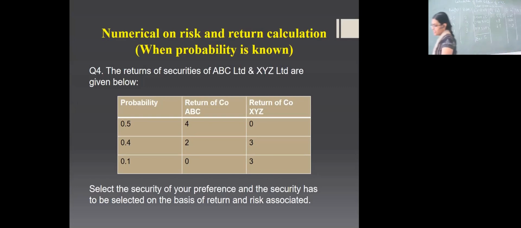Multiply the last column, Pi into Ri minus Er square. 1.125. Okay. 1.296. Third one is 1.125. 1.296. 0.729. Okay. Total. I think it's wrong.